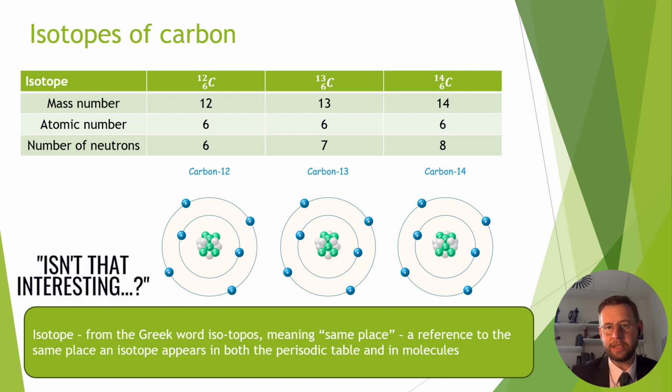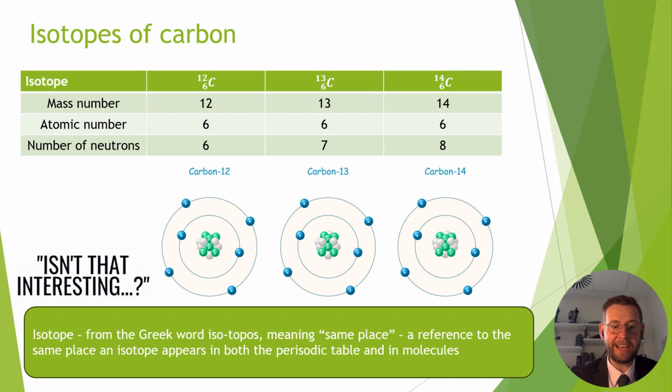Here are 3 different isotopes of carbon: carbon 12, 13 and 14. Notice about them, the atomic number is 6 in all 3. That means they always have 6 protons. It is always carbon. And also notice that the number of electrons in those 3 diagrams is the same each time. They're still all having 6, which perfectly balances the 6 protons and makes it electrically neutral. What changes each time is the number of neutrons. So carbon 12 has a mass number of 12 because it has 6 protons and 6 neutrons. Carbon 14 has a mass number of 14 because it has 6 protons and 8 neutrons.